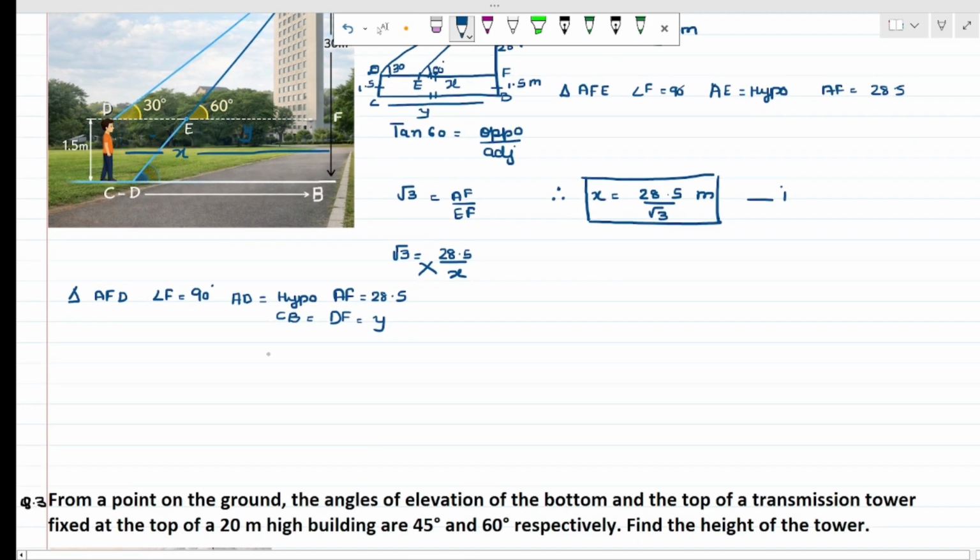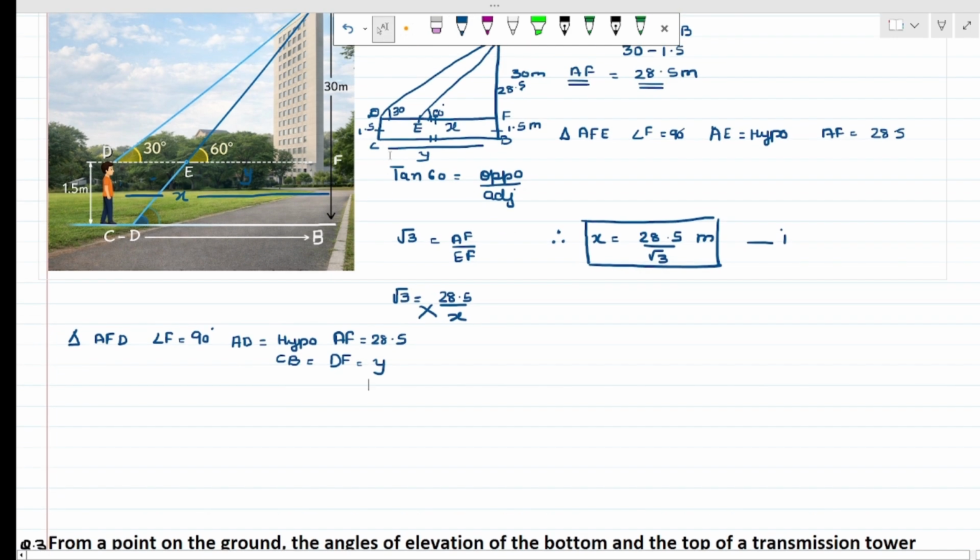Okay. Which formula should I take over here? Which trigonometric ratio? We will go again for tan because it will also give me the adjacent side. So tan 30 is equals to opposite upon adjacent. What is my tan 30? We studied earlier tan 30 is 1 upon under root 3. What is my opposite? My opposite side is AF upon BF. So 1 upon under root 3 will be equals to 28.5 upon Y.